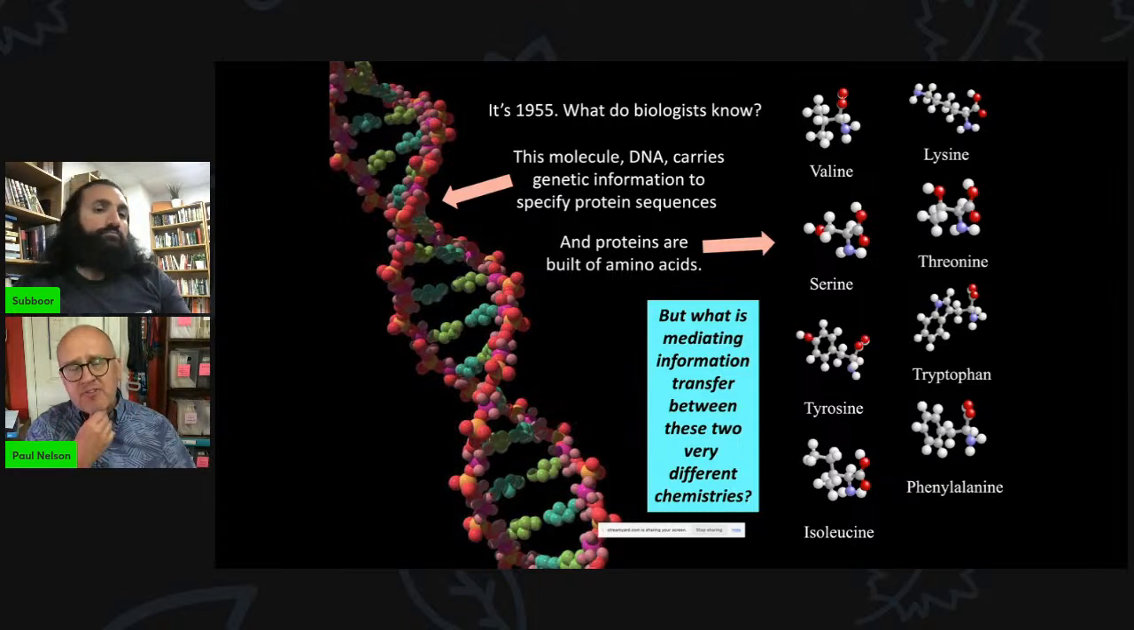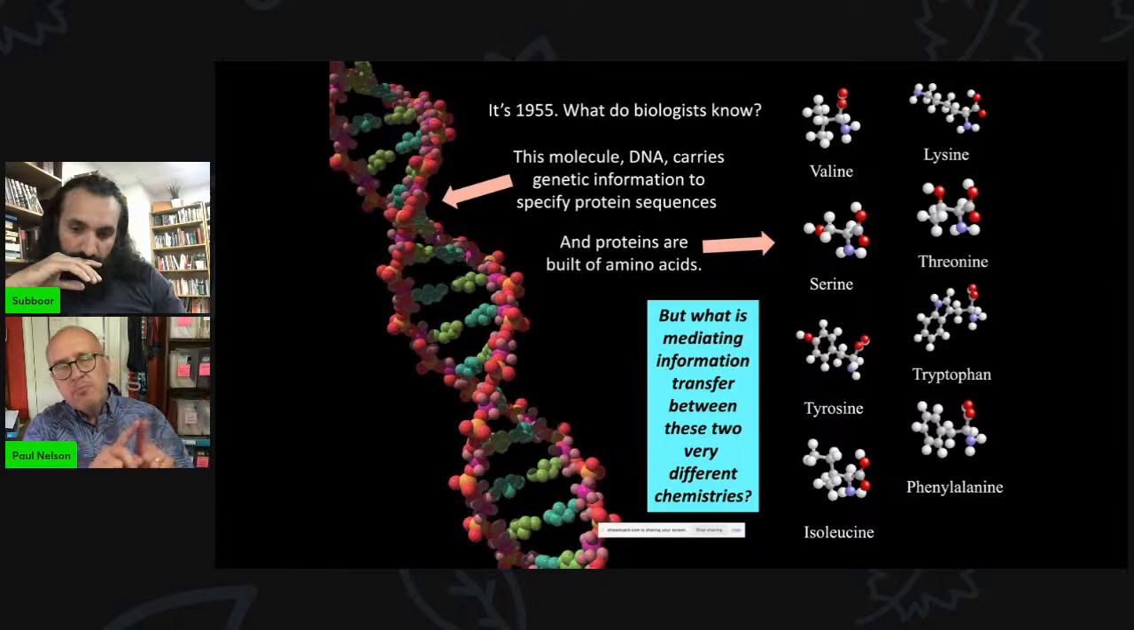So this is the puzzle that, following the elucidation of the molecular structure of DNA by Watson and Crick in 1953, the work for which they eventually won the Nobel Prize, they're trying to solve. What is mediating information transfer between these two realms? The realm of nucleic acid to the realm of amino acids and proteins.